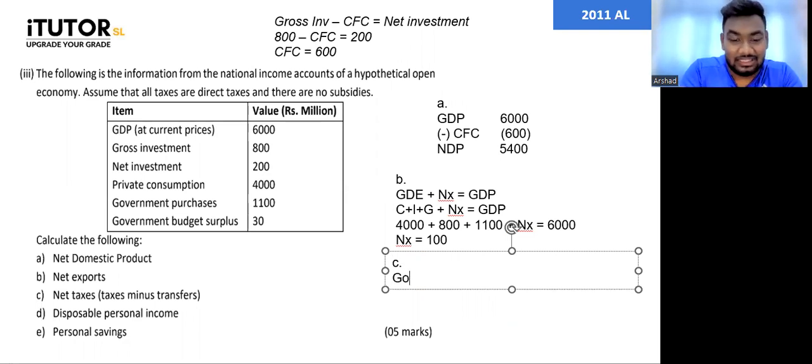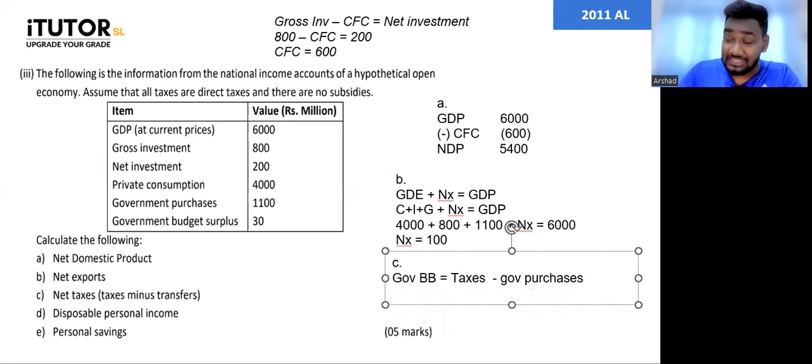Remember, the government's budget balance, I'll just say GBB, okay? Government's budget balance is your income taxes minus the government purchases, right? Income minus expenditure. So they have a budget balance of plus 30. Why? Because they are saying there is a budget surplus. Now, if they say budget deficit, I will say minus 30. But here they are saying there's a budget surplus of 30. So I'll say plus 30.